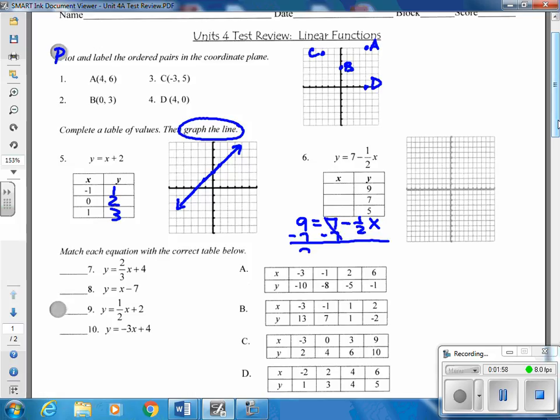9 minus 7 is going to give us 2 equals -1/2 X. To get rid of -1/2, we're going to multiply both sides by -2. And when we do that, that crosses off the fraction on the right-hand side. And that gives us X equals -4. So for this first one, -4 is your X value.